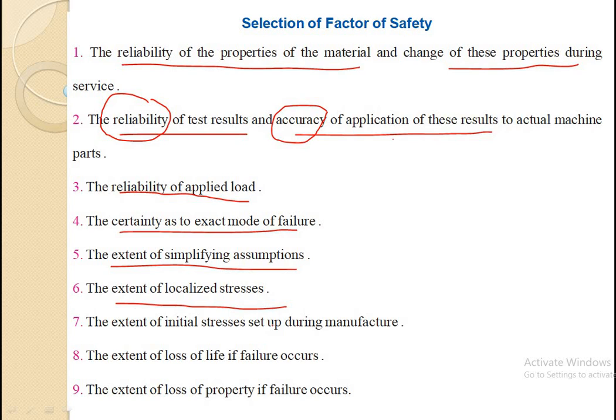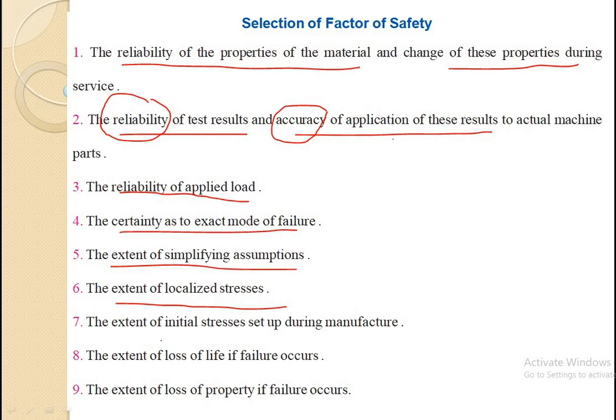That means a stress concentration will occur in that element. And if stress concentration will occur in that element at a particular point, then that element will fail before actually reaching the breaking stress of that element. And if that is the case, if there is a possibility of stress concentration at a particular point, then as a design engineer, we have to select the higher value of the factor of safety.